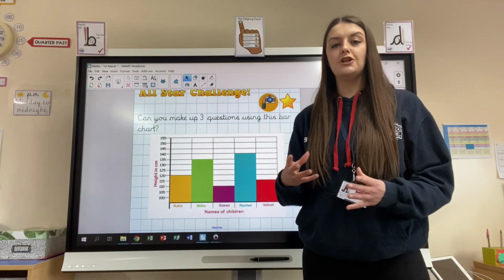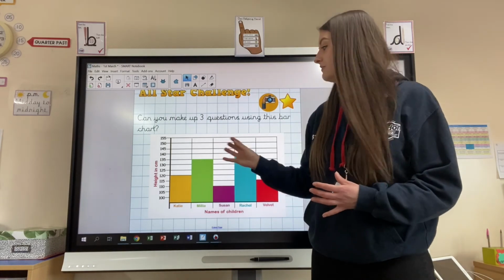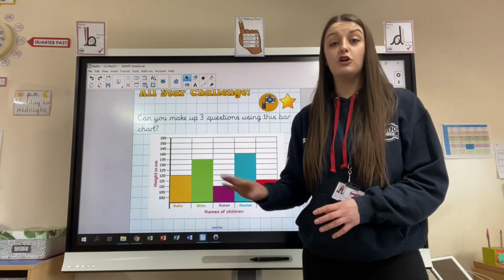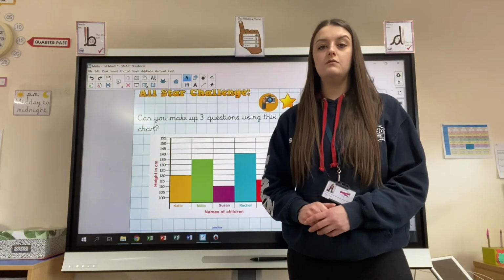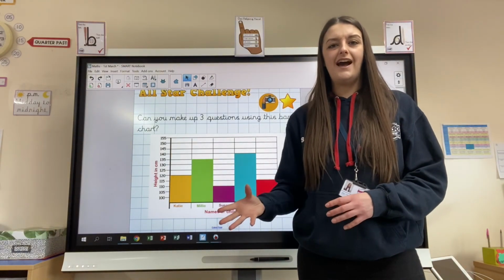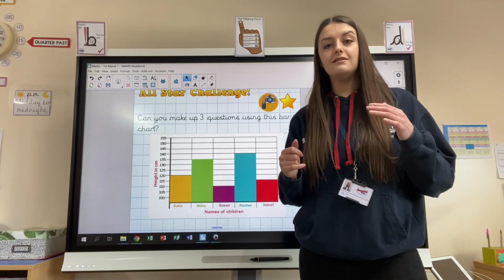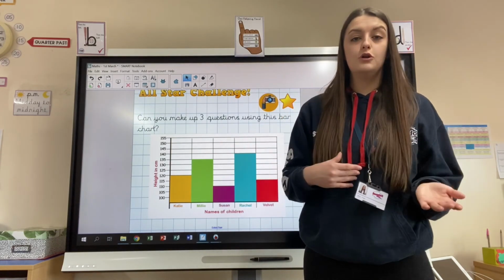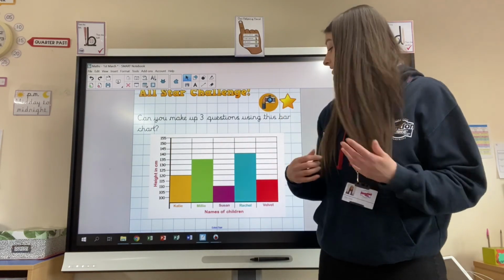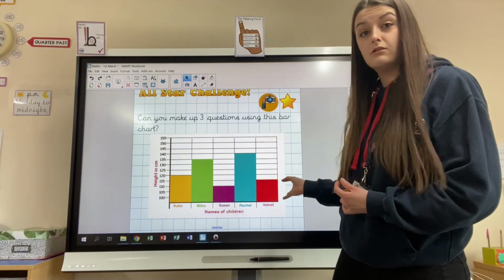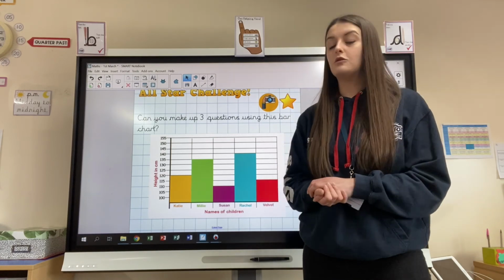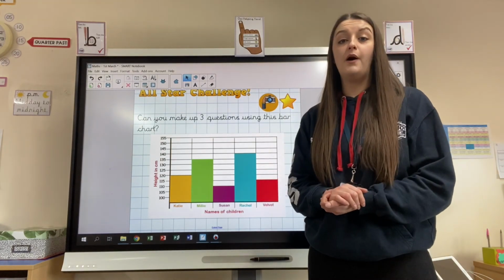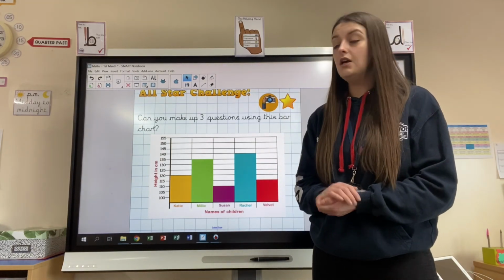So what questions could you make up about this bar chart to ask someone so they can go and find out the information? You might ask, how tall is Susan? You might think about size. If it's smallest and tallest, who's the smallest, who's the tallest, okay? Is there anyone that's the same height? Okay, two children that are the same height. Think of all the different questions you could ask someone about this bar chart using that information, this data you've been given.